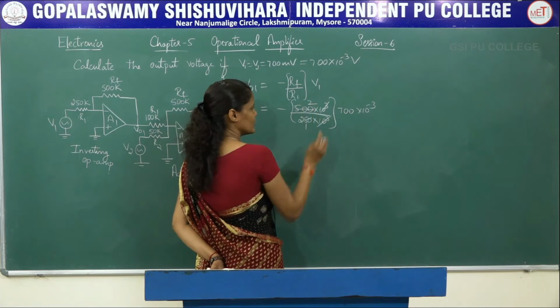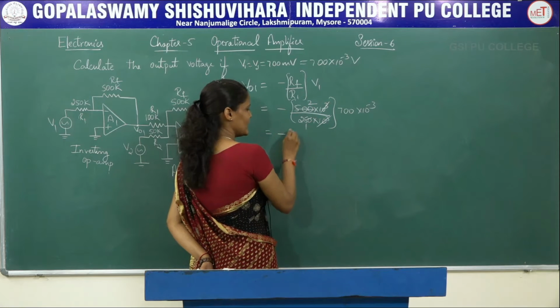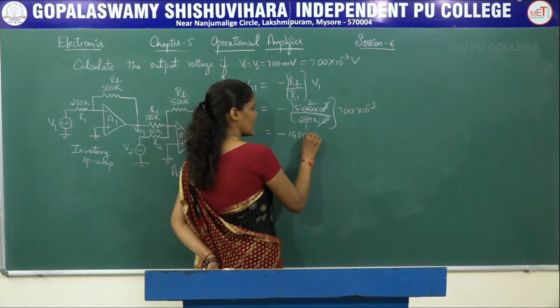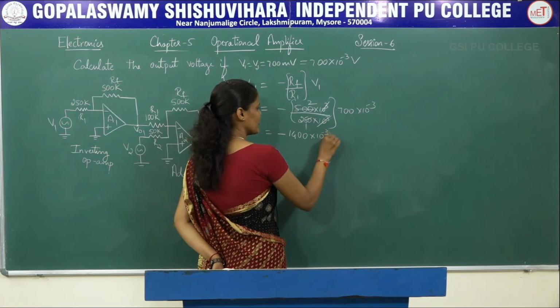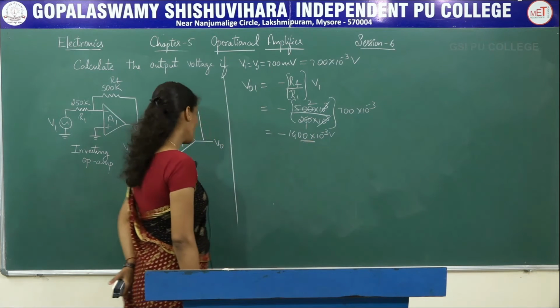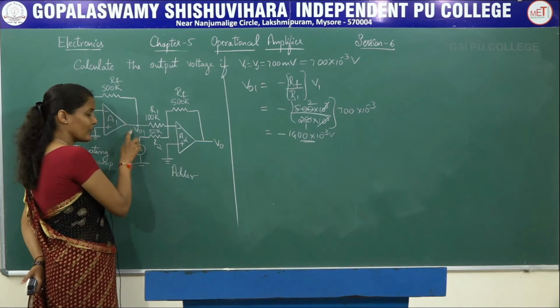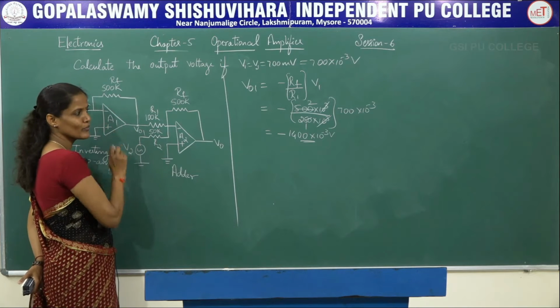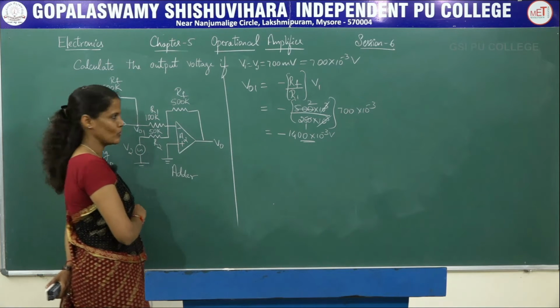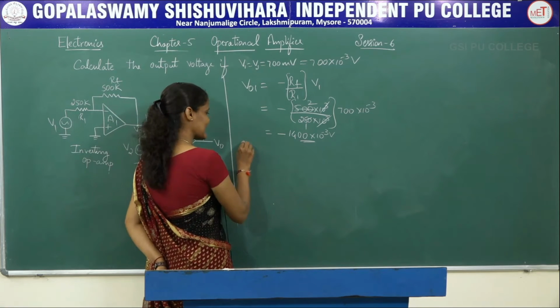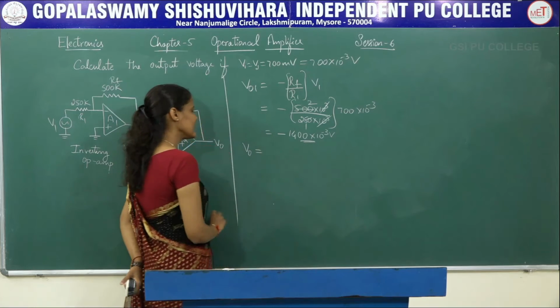So minus 1400 into 10 to the power of minus 3 volts. So the output of this first op amp is 1400 millivolts. Now let us calculate the last output, that is the final output V0.